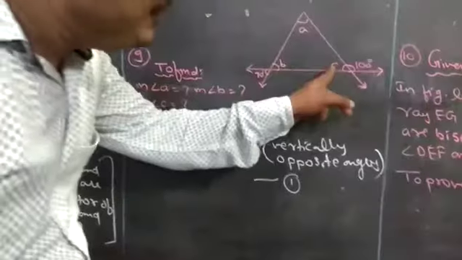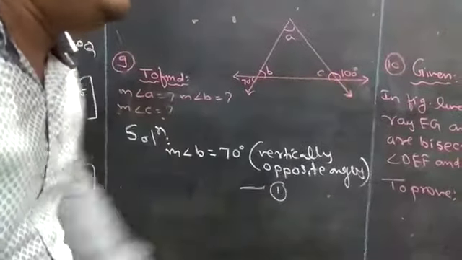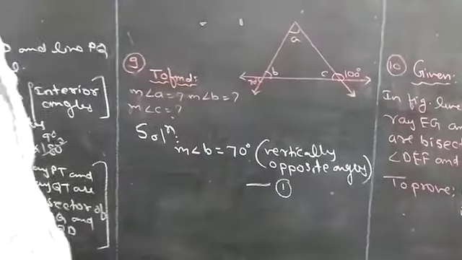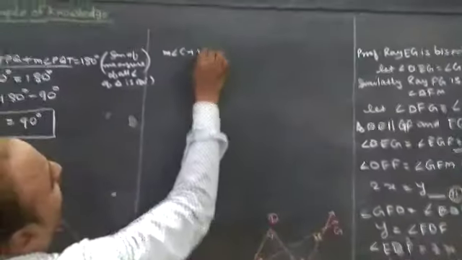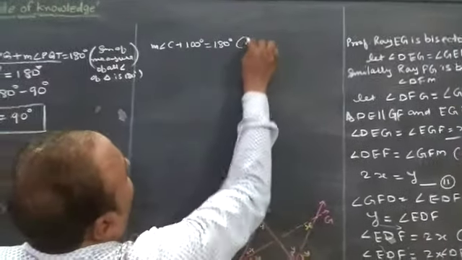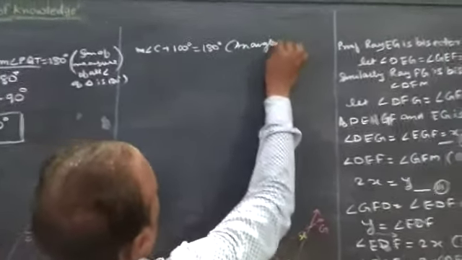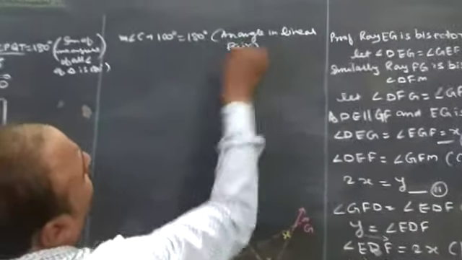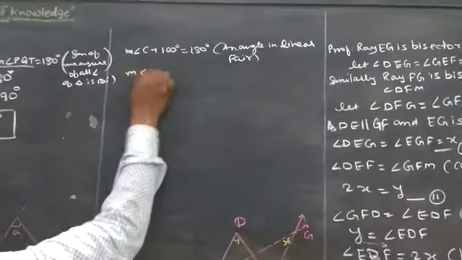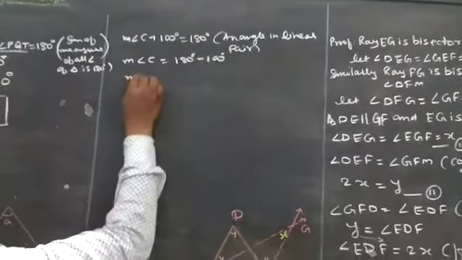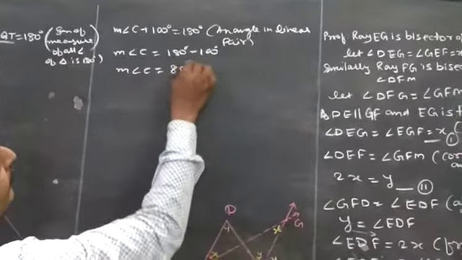Here also you can notice this angle and this angle are forming an angle in linear pair, and the sum of the angles in a linear pair is always supplementary, which means 180 degrees. So you can write measure angle C plus 100 is equal to 180, and what is the reason? Angles in linear pair. Now this is plus 100, on this side it will be minus 100. So you will get measure angle C is equal to 80.